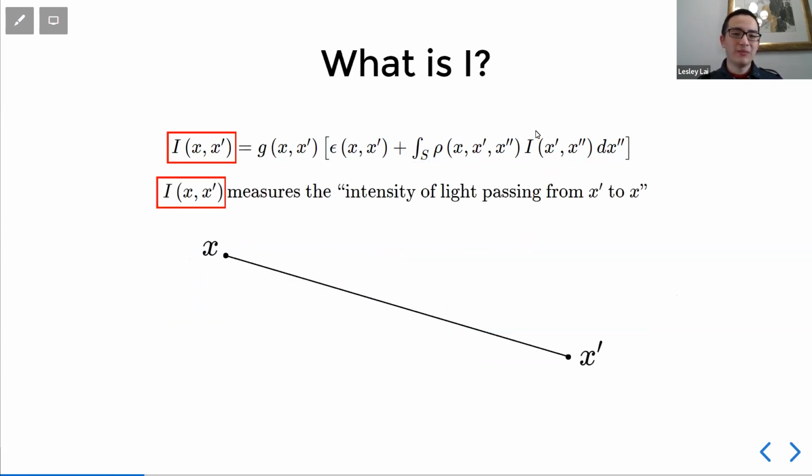So I means the intensity of light passing from two arbitrary points. That doesn't seem very important since it's just two arbitrary points. But if x is a surface, then suddenly this I has much more meaning, because we are seeing the intensity of light passing from x prime to a surface. And if x is an observer like our eye or a camera, then suddenly the problem gets even more interesting, because that's exactly what we want to calculate in rendering.